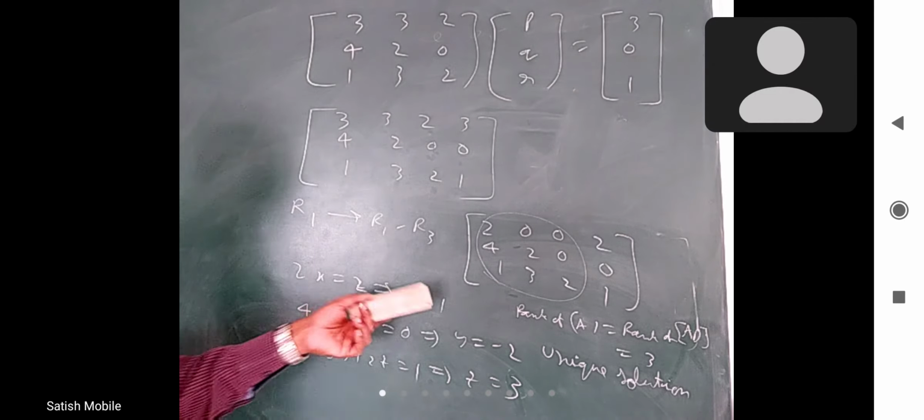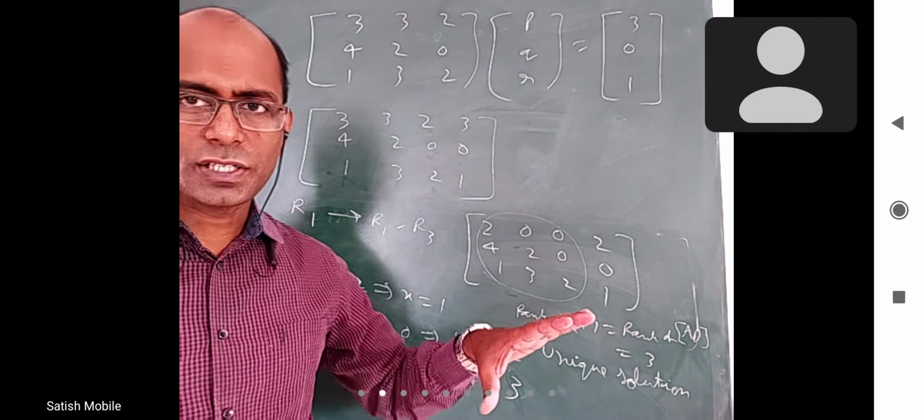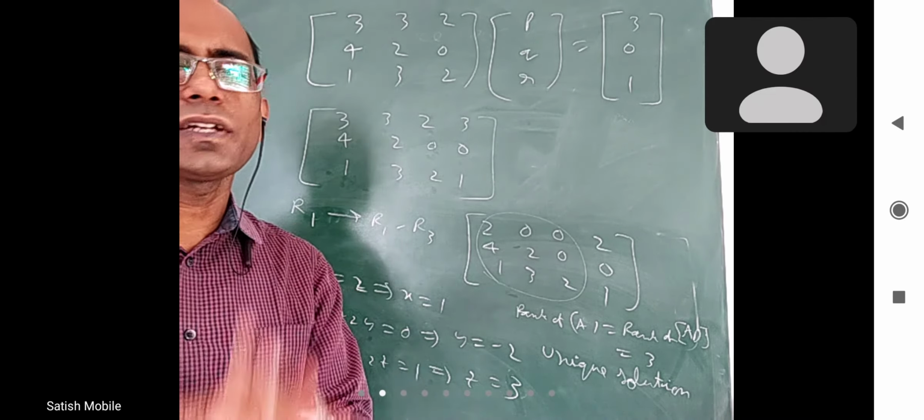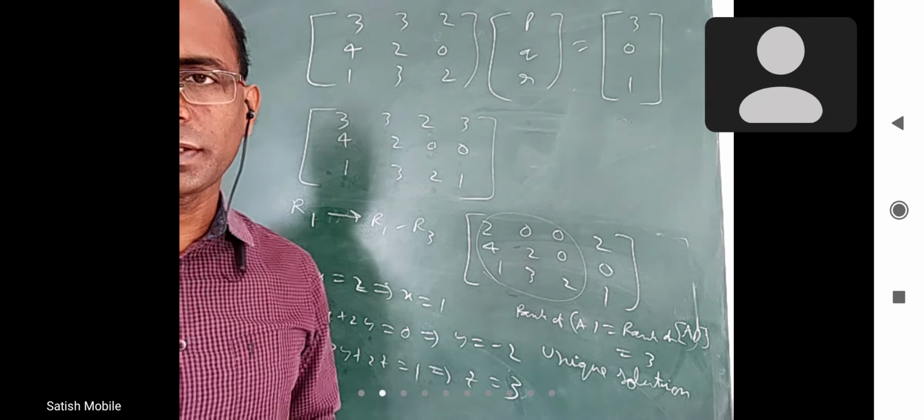So this method, when we use it, they'll give three equations and ask whether they are consistent or inconsistent. If they are consistent, find the solution. They don't tell any method. Then we do it like this.